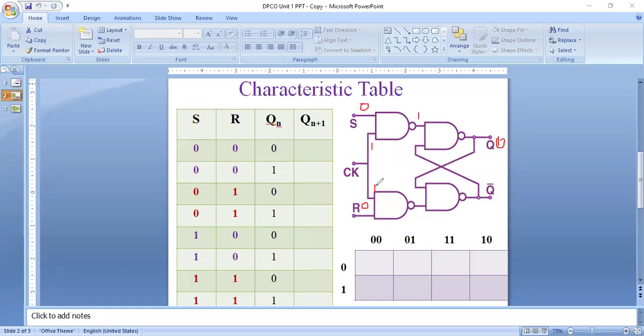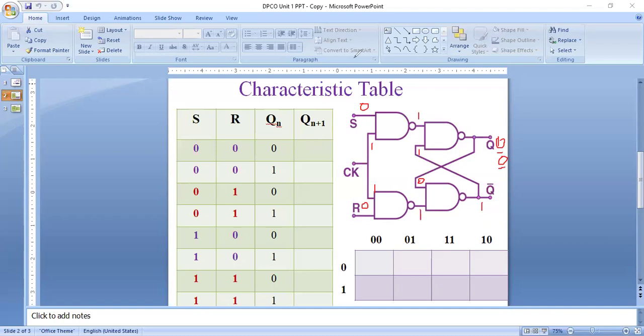Similarly, 1 AND 0 will be 0, and on complement the value will be 1 here. What about this input here? We don't know this output, so we assume Qn is equal to 0 and take it here. So here it will be 0 and 1, which gives 0, complement 1, and 1 and 1 is 1, and complement gives 0. So S equal to 0, R equal to 0, present state 0, the next state is 0.